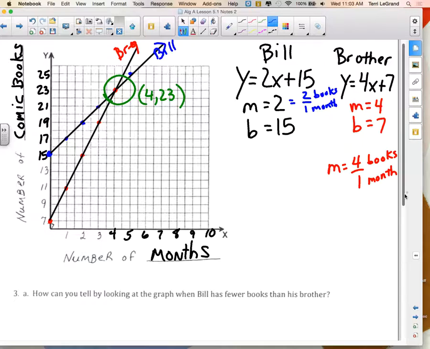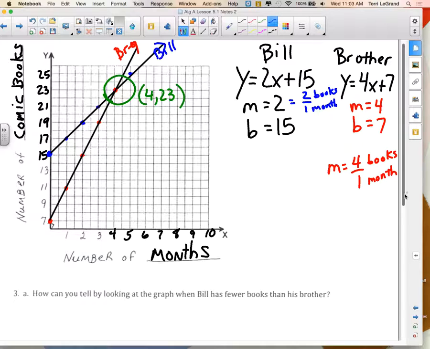How can we tell by looking at the graph? Bill's line is less steep than his brother's, so his brother will eventually have more books than Bill. Okay, Bill's brother's slope is more than Bill's slope, yeah, that's true.